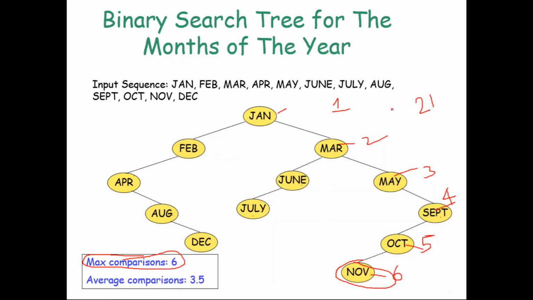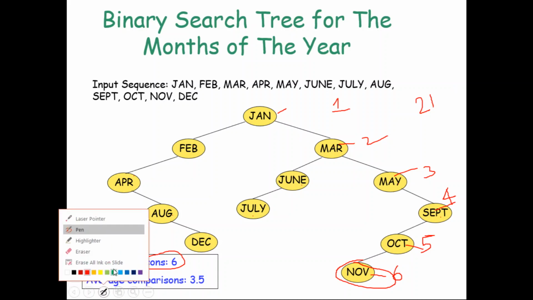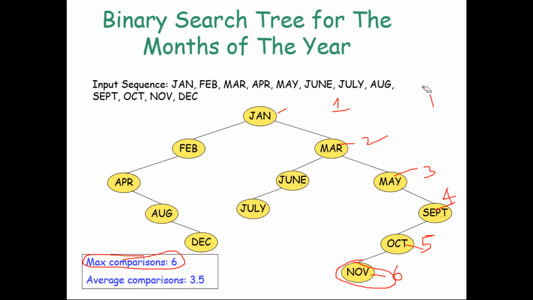Okay, so let us compare this. Our understanding is correct, but there is a slight change in this total. Why? For Jan, to check Jan it is one comparison, but for February and March, two comparisons each, so totally it is 4. For April 3, June 3, May 3, so totally it is 9.